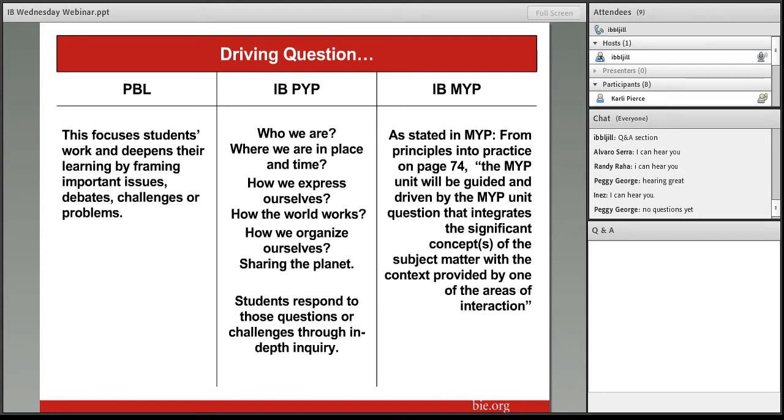In the IB, as stated right out of Principles in Practice, a unit will be guided and driven by a question that integrates significant concepts and subject matter with context provided by one of the areas of interaction. It's a way for students to connect to the real world.